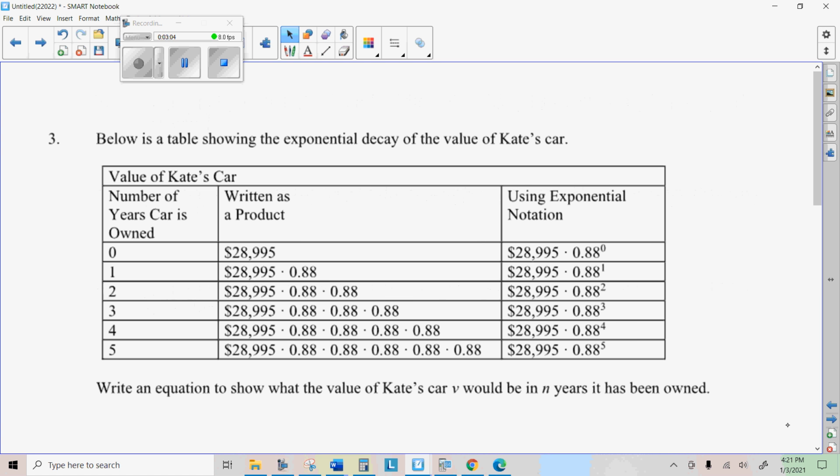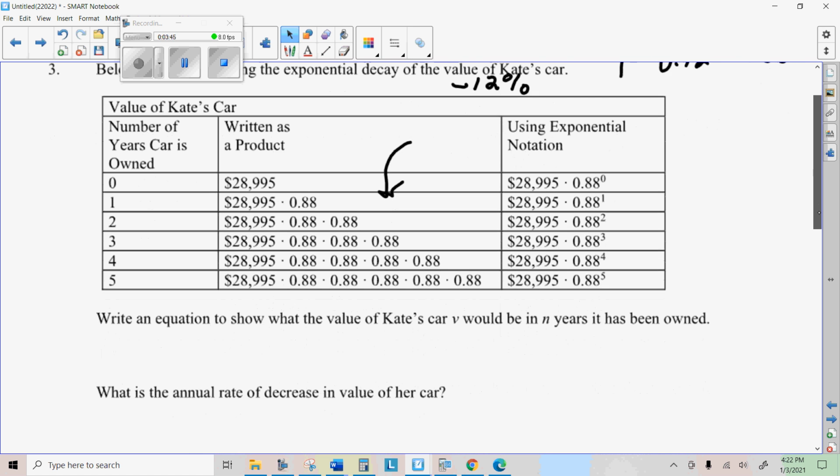The other kind of situation is when you're doing exponential decay. Now the decay factor, let's call that DF. If you're given a percent of decrease, the decay factor is going to be 1 minus the rate. In this first problem, the value of Kate's car is decreasing by 12% per year. The way you figure out the decay factor is you do 1 minus the decimal for 12%, which is 0.88. You can see that we're multiplying by 0.88 for however many years the car is owned.